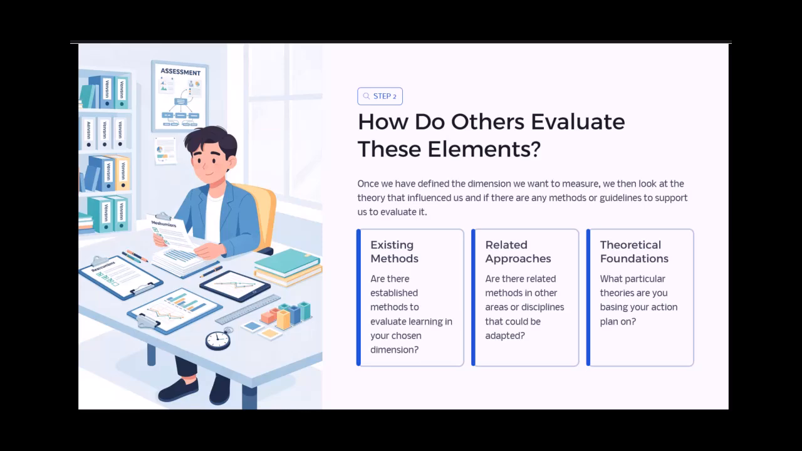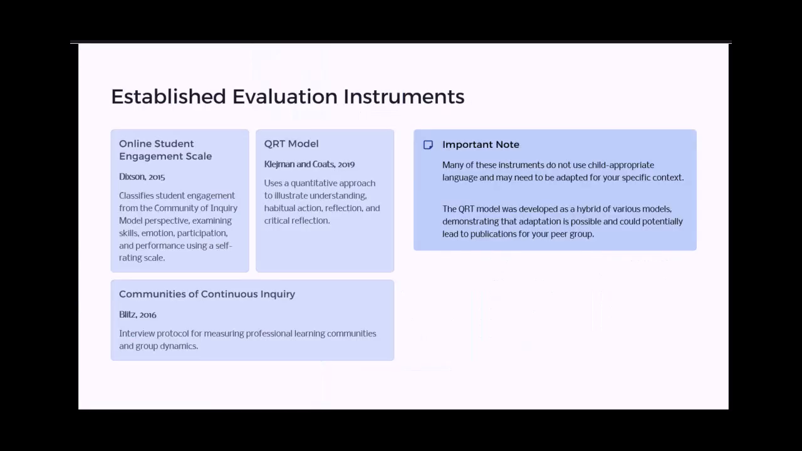How do others evaluate the attitude to learning? How do others evaluate academic performance? Are there established methods to evaluate your chosen dimension? So there might be theory, in particular theoretical foundations that you're basing your action plan on, or there might be other methods, like other teachers might have used different approaches or strategies that might be used. So things like established evaluation instruments are often quantitative instruments, but maybe they might be used in a qualitative way if you want to gain more insight into the student experience.